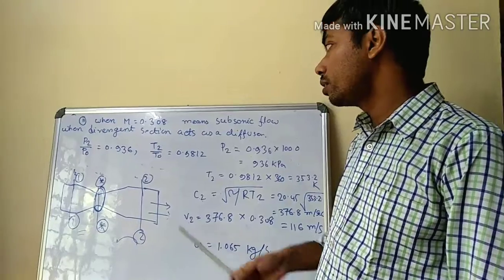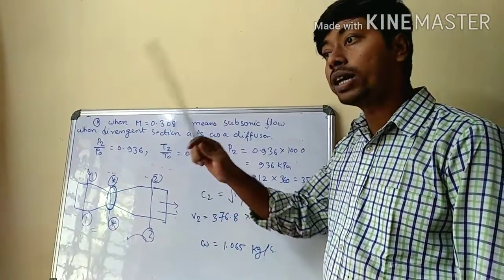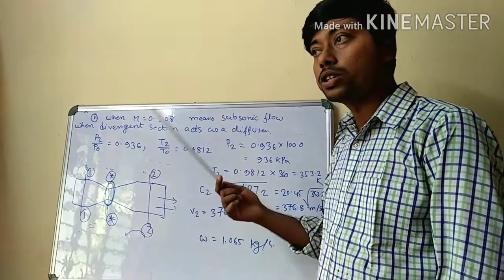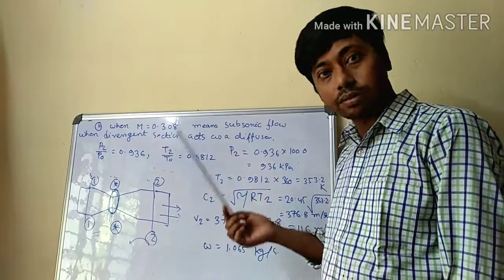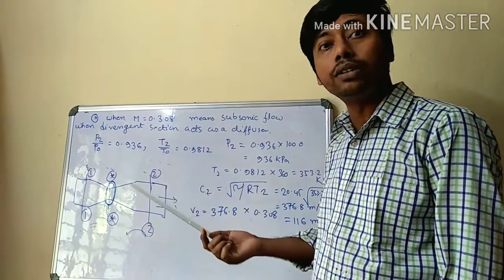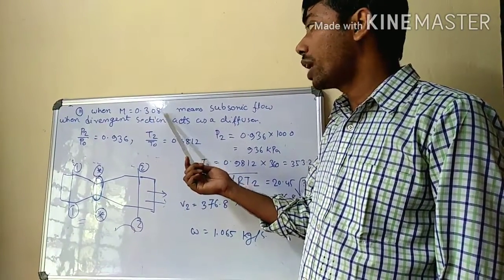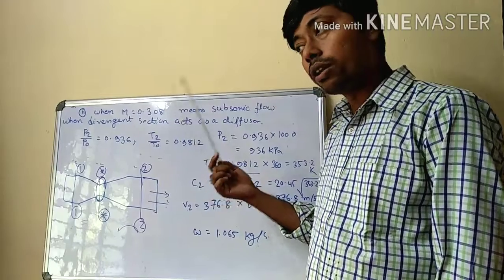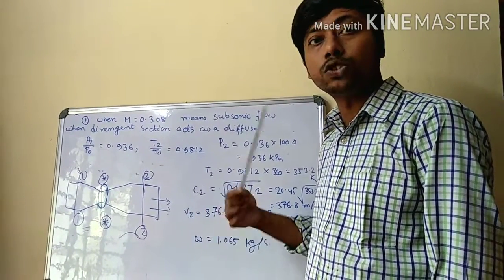But when the Mach number is 0.308, where does it come from? It comes from the A2 by A star value, as we discussed. So A2 by A star is basically 2. Corresponding to 2 in the isentropic chart, you can get two M values: M is equal to 2.00 and M is equal to 0.308. For M equal to 2, you already know that when the M value is greater than 1, the flow is supersonic flow.